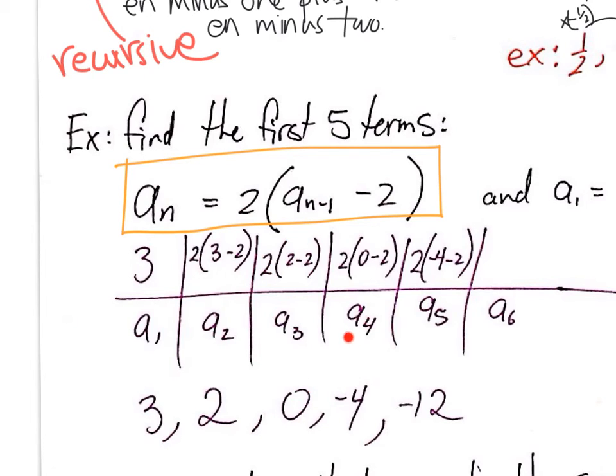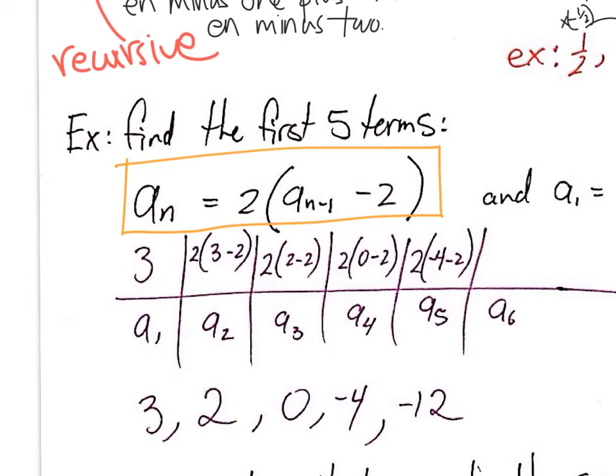To get the value of the fourth term, we took the third term and plugged it in. 0 minus 2 times 2 is -4. To get the value of the fifth term, which is this guy, we took the value of the fourth term and plugged it in. Let's see, -6, 2 times -6 is -12.